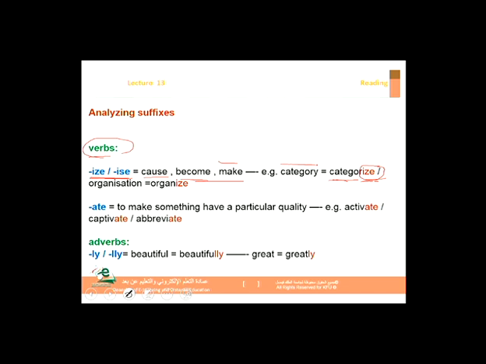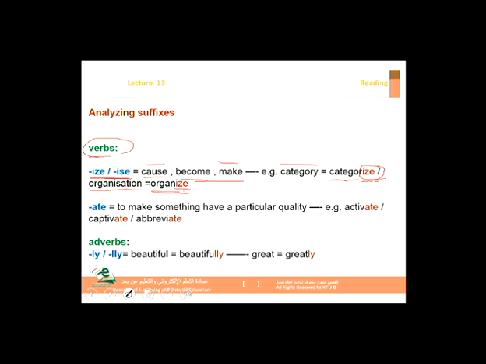Also, we have another example here, which is organization. If you want to make a verb out of this word, you just add I-Z-E, and you get organize. And if you add D, it's organized, then that will be an adjective. So organize means to cause something to be organized.